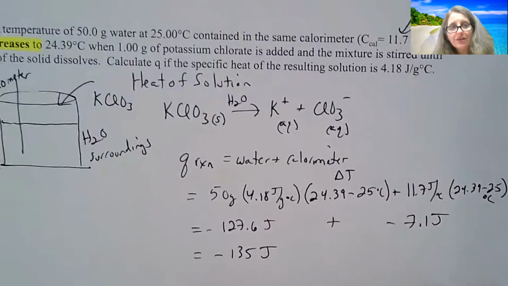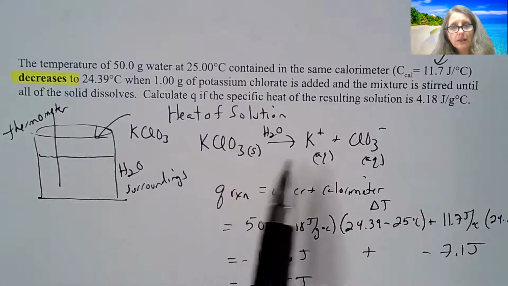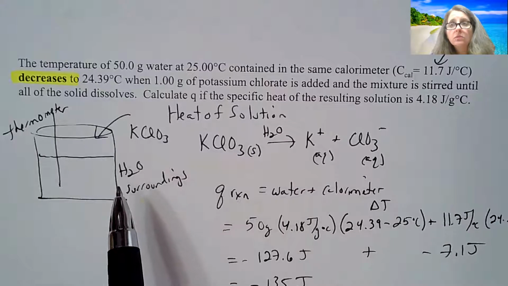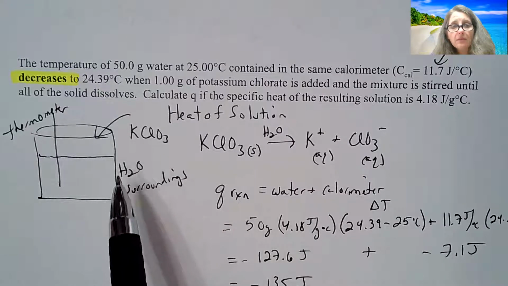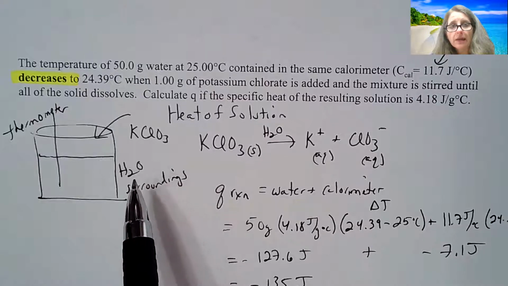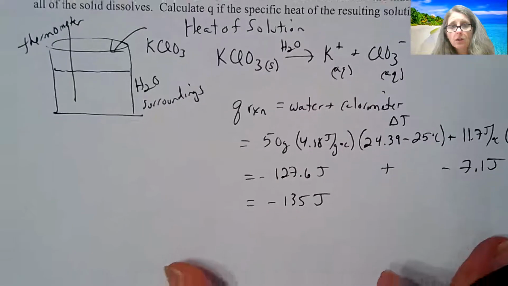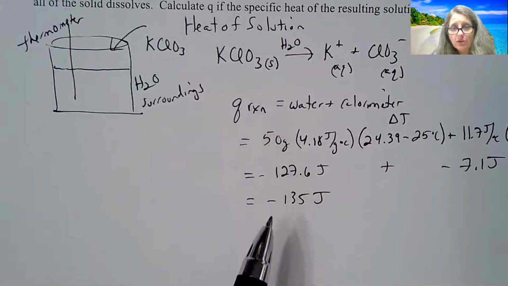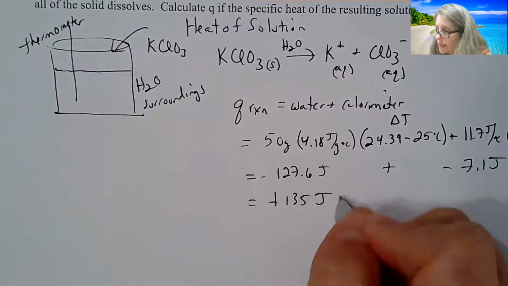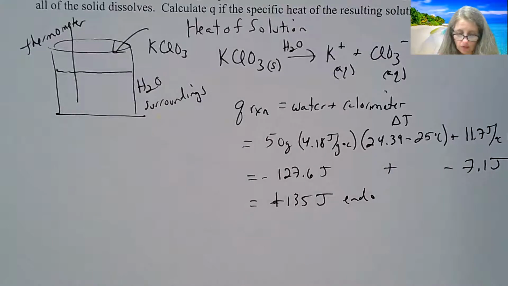But think of this logically, okay? If I'm dumping the potassium chloride into water and the temperature is going down, that means the water itself is losing the energy. And the energy is going into breaking up this solid, okay? So is the Q of this reaction really going to be negative? No, okay? This is actually an endothermic process.